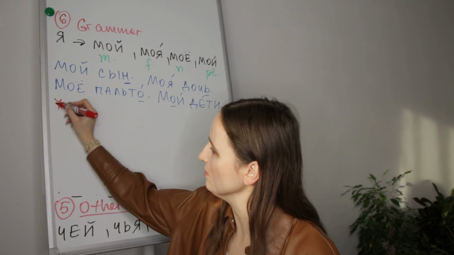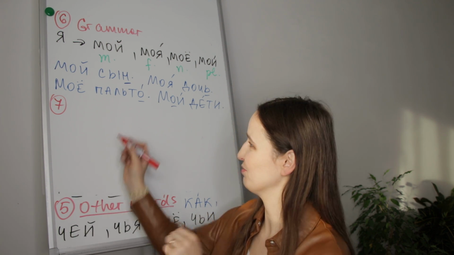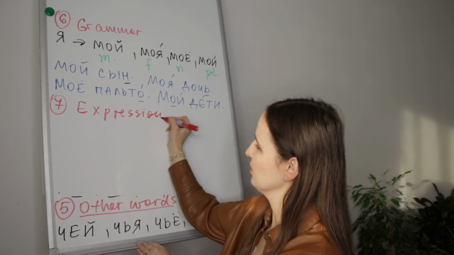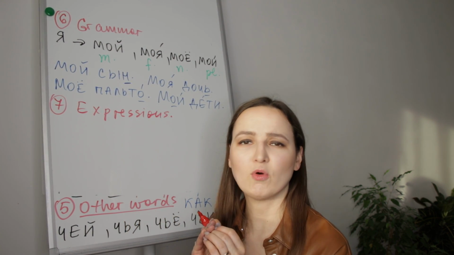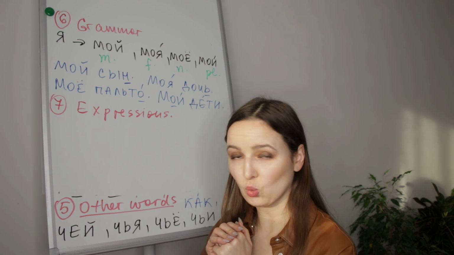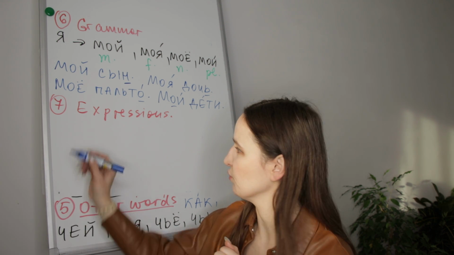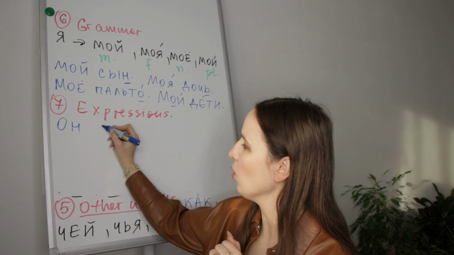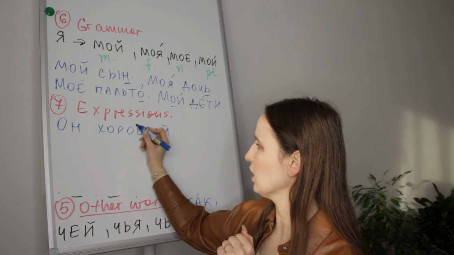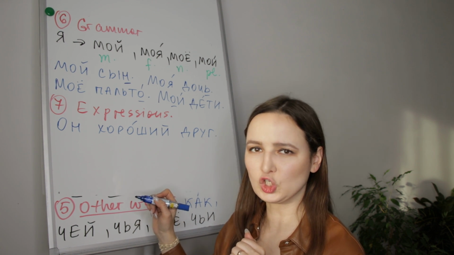And number 7, the seventh part is expressions. Most common expressions, sentences we will learn here. Он хороший друг. First sentence. Он хороший друг.